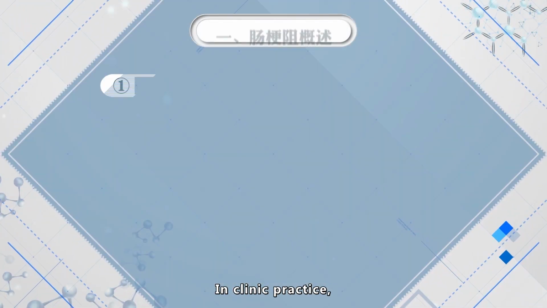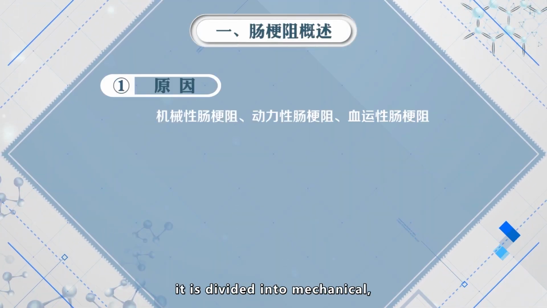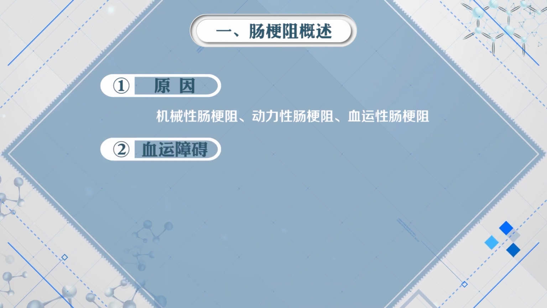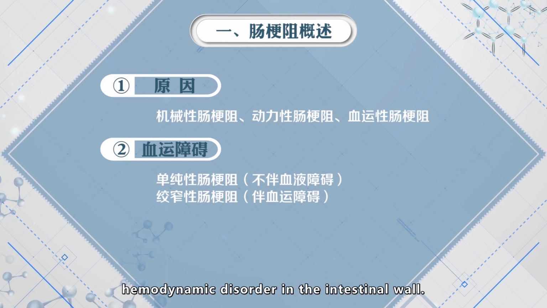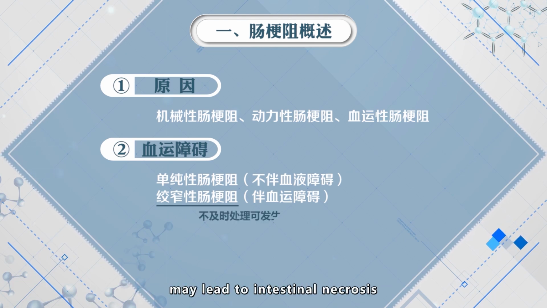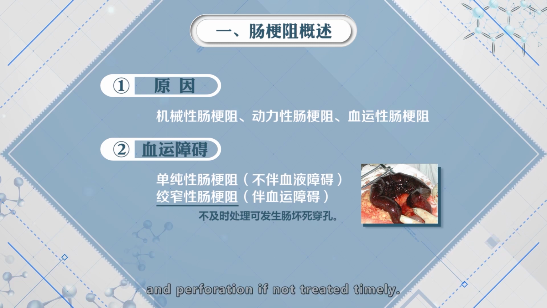In clinical practice, it is divided into mechanical, dynamic, and vascular intestinal obstructions by incidence causes. In addition, it can also be divided into simple intestinal obstruction, without vascular disorder, and strangulated intestinal obstruction, with hemodynamic disorder, depending on whether there is hemodynamic disorder in the intestinal wall. Strangulated intestinal obstruction may lead to intestinal necrosis and perforation if not treated timely.